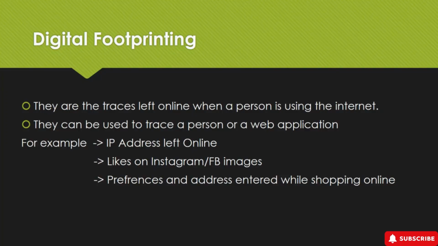Let's talk about what is digital footprinting. These are basically the traces that are left online when a person is using the internet. They can be used to trace a person or a web application. For example, IP address that has been left online, likes on Instagram and FB pages, preferences and addresses entered while shopping online. Also, while going through your Insta or FB feeds, you tend to like a post, so there you leave your digital footprint. So this is all about digital footprint.